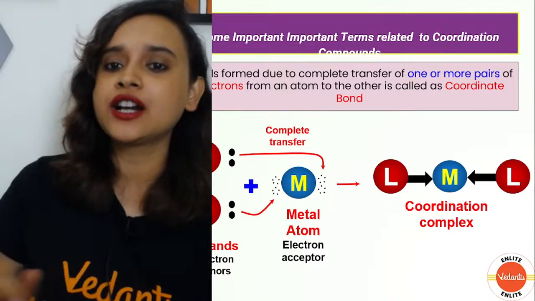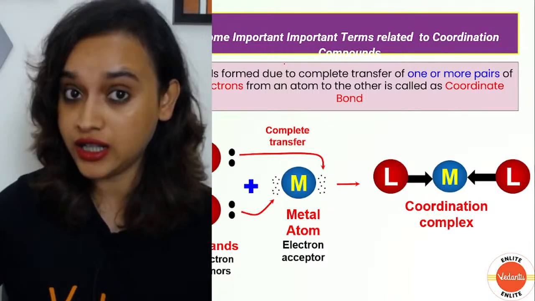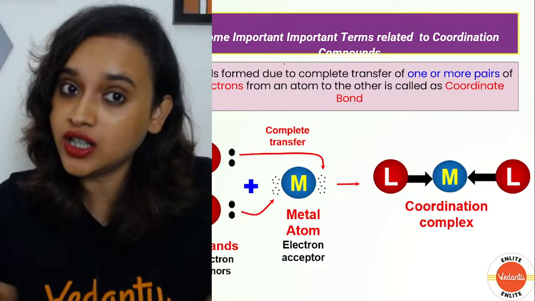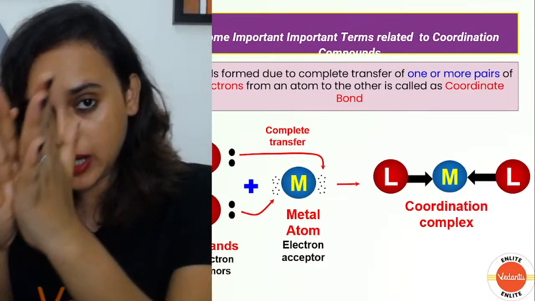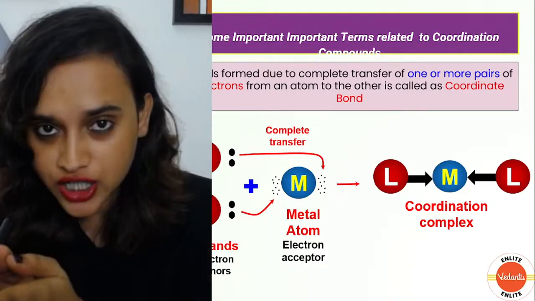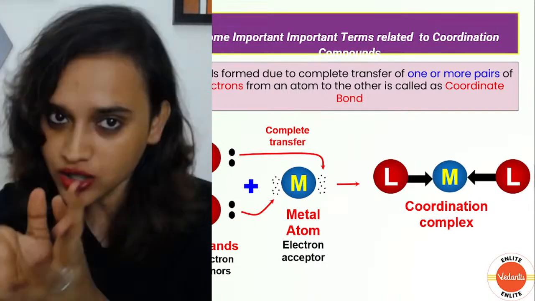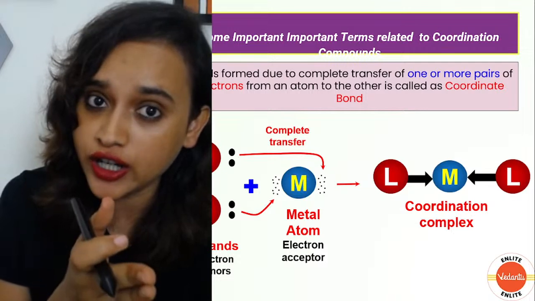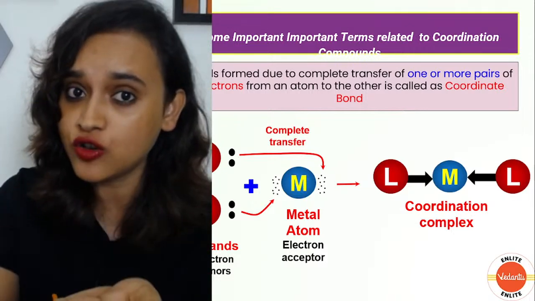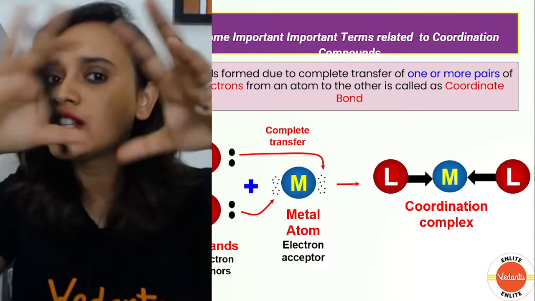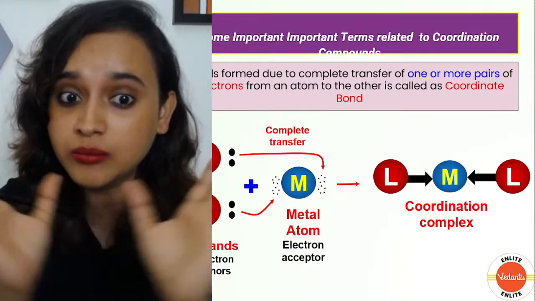Now, again, coming back to the important terms, let me repeat it. What have we learned till now? We have learned about simple salts. We have learned about double salts and coordination compounds, right? Then we learnt about what is a coordinate bond, and what is the difference between covalent and coordinate bond. Then we saw how a coordination compound looks like.